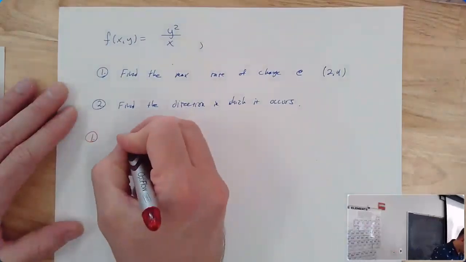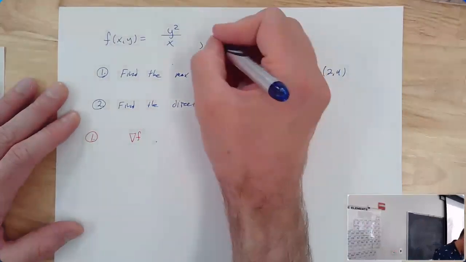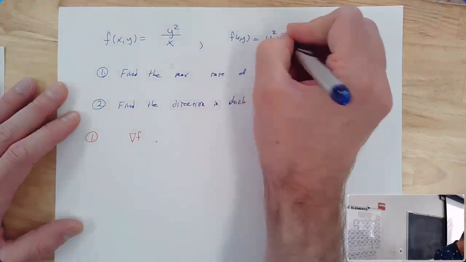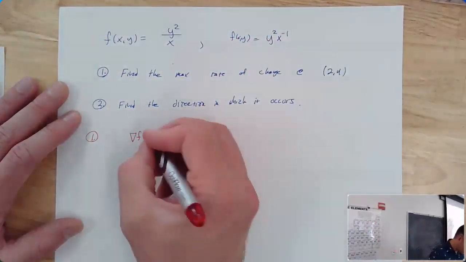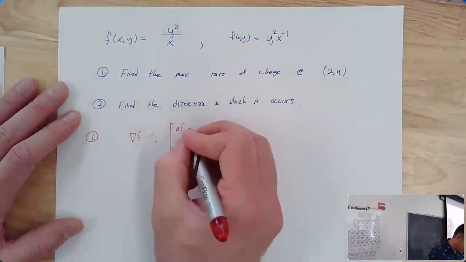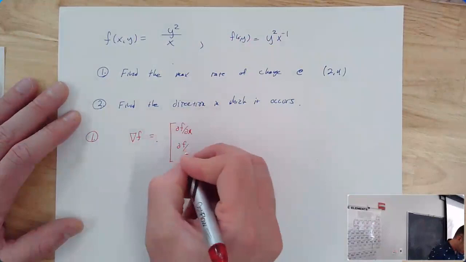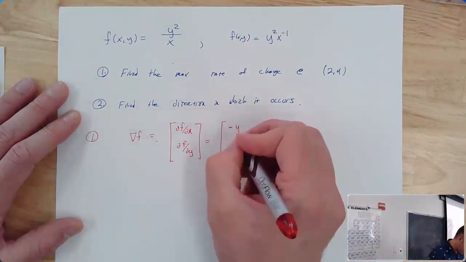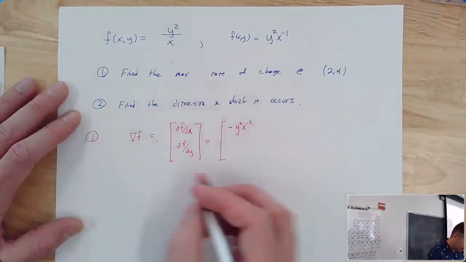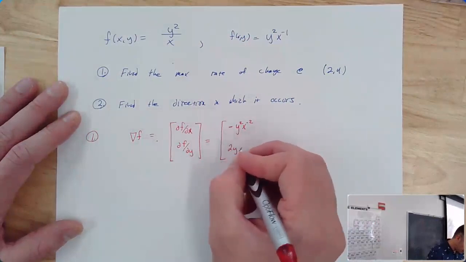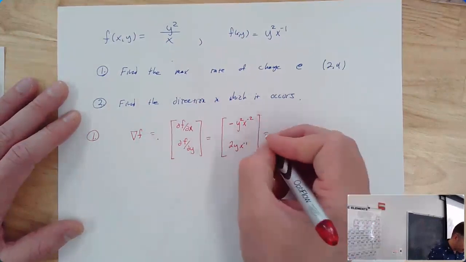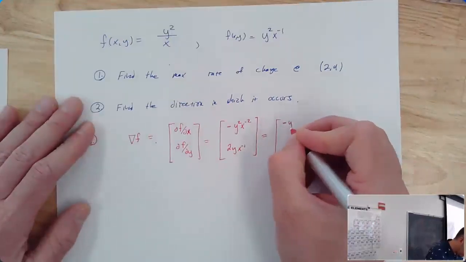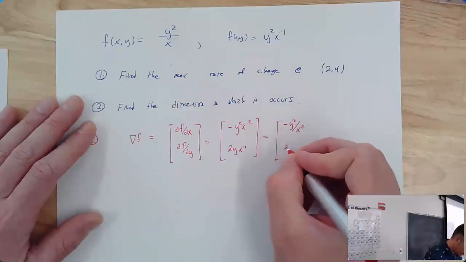The gradient's going to be, it might help to write this function as y squared times x to the negative first. Make my life a little bit easier. So my gradient's going to be the partial with respect to x, partial with respect to y. Partial with respect to x is going to be negative y squared x to the negative second. With respect to y, it's going to be 2y x to the minus first. And I might rewrite it so I don't have negative powers, because negative powers are hard to evaluate. So I'm going to write this as negative y squared over x squared, comma 2y over x.